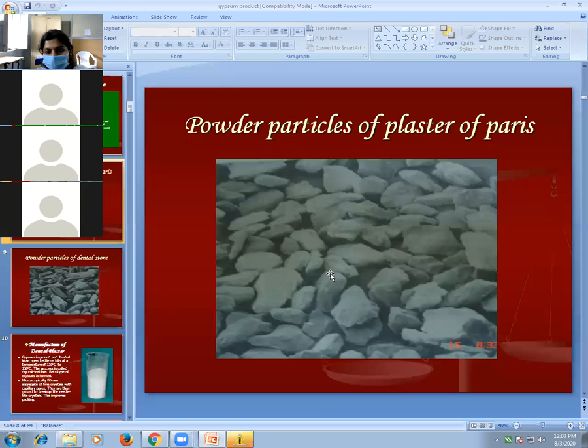So, powder particles of plaster of Paris. See here, you can see they are irregular, more porous, irregularly arranged.